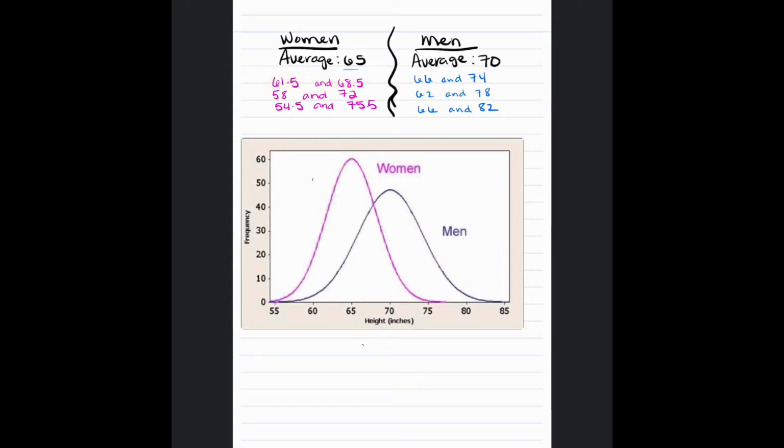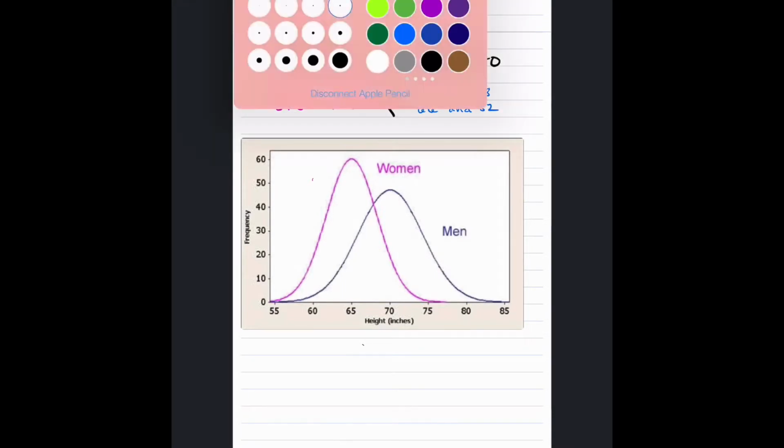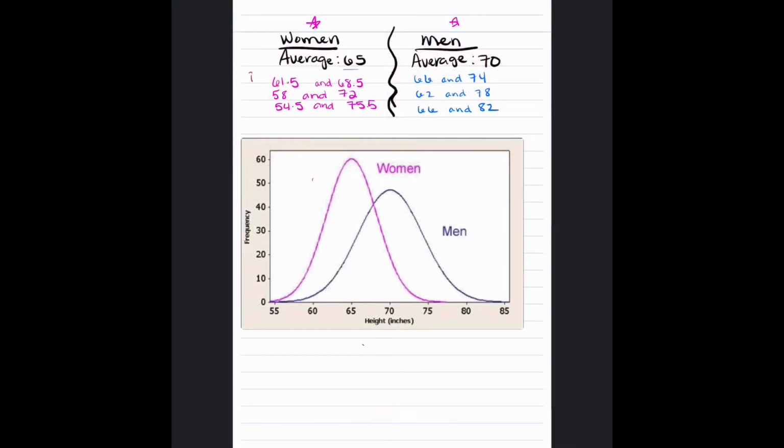Okay, what we're going to look at now is how the average and the standard deviations look in the graph, or how they affect the graph. So I just copied the data down here. We have the women's average and the men's average, and then these are each of the standard deviations. This is 1 standard deviation away, 2 and 3.